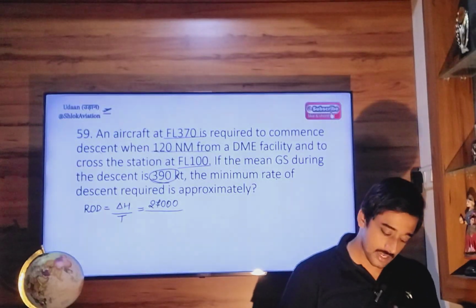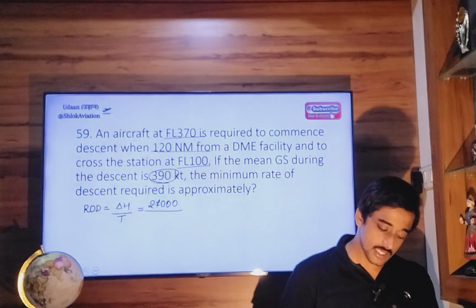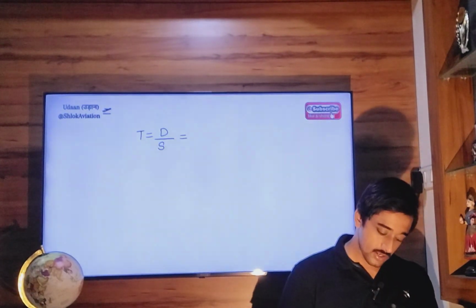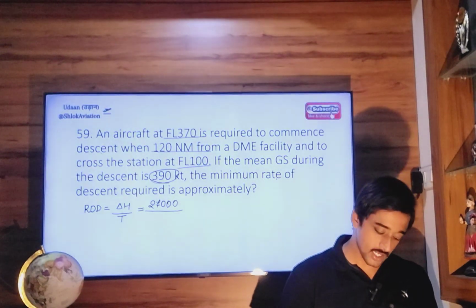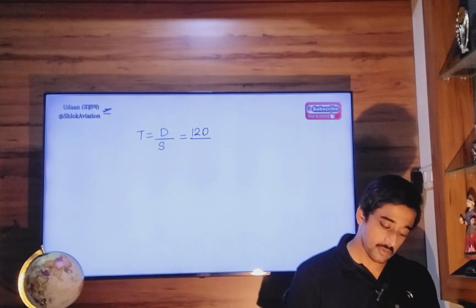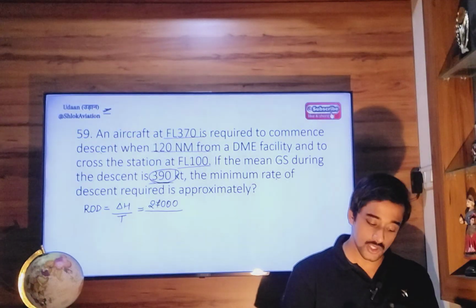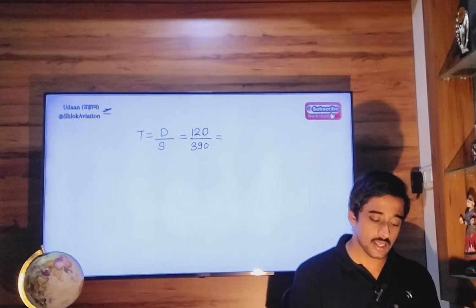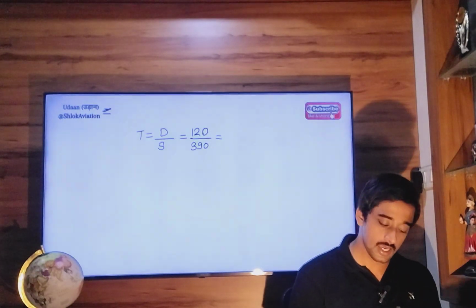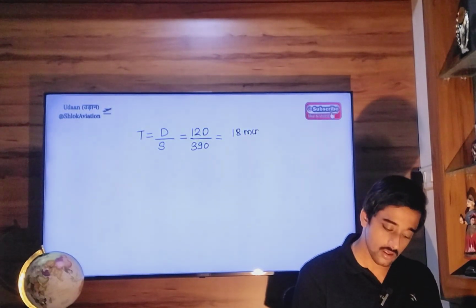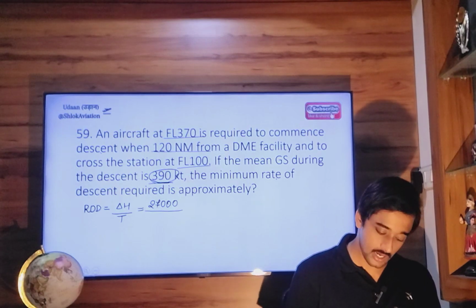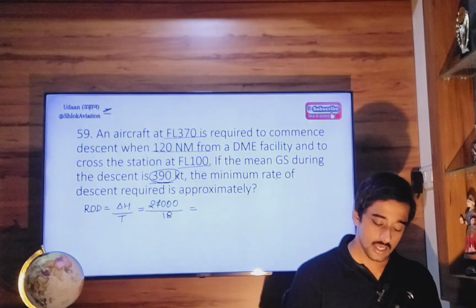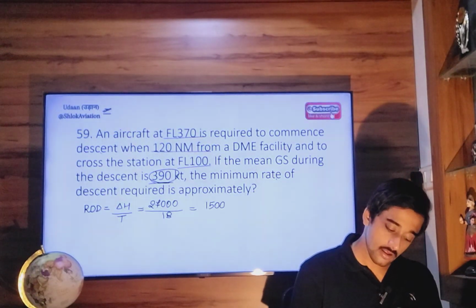Time can be calculated using the speed distance time formula. So time equals distance divided by speed. So what is the distance? You are 120 miles away. The speed, your cruise speed, ground speed is 390 knots. 120 by 390 is 18 minutes. Okay, so 18. 27,000 divided by 18 is 1,500 feet per minute.